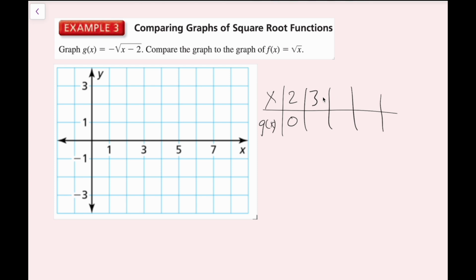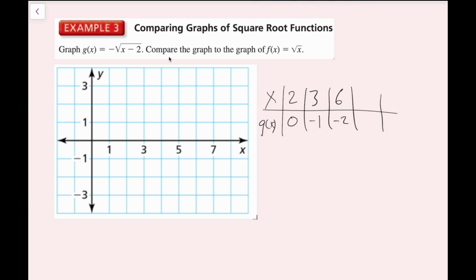And then for 3, I get 3 minus 2 is 1. The square root of 1 is 1, and then make that negative, that's negative 1. And then the next perfect square after 1 is going to be 4. So the number that makes this equal to 4 is going to be 6. So if I do 6 minus 2, that's 4. The square root of 4 is 2. Make that negative, negative 2.